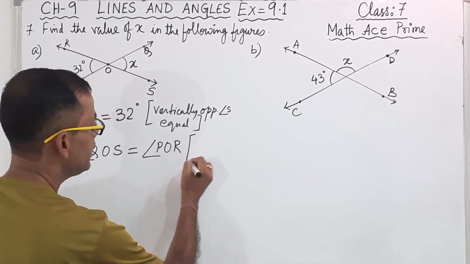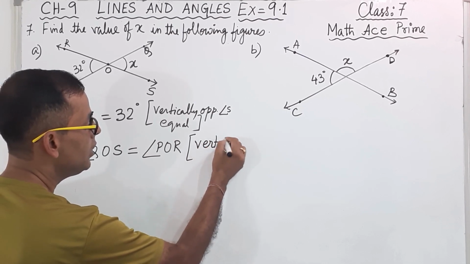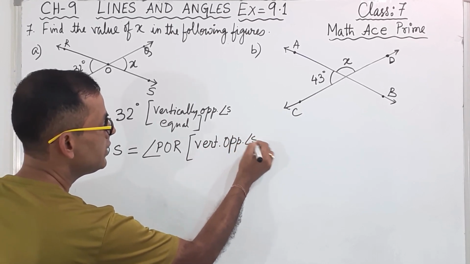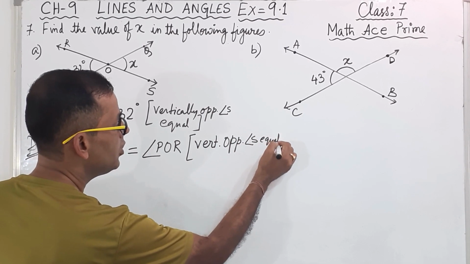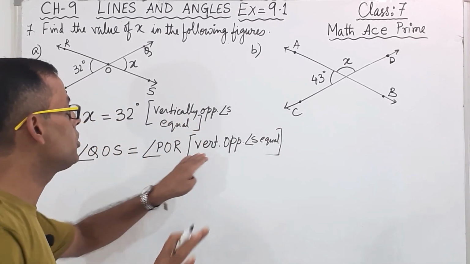Okay. Why? The same reason. So this reason also you can write in short. What? Opposite angles equal. Vertically opposite angles equal. So it is very big one, so you will write what?